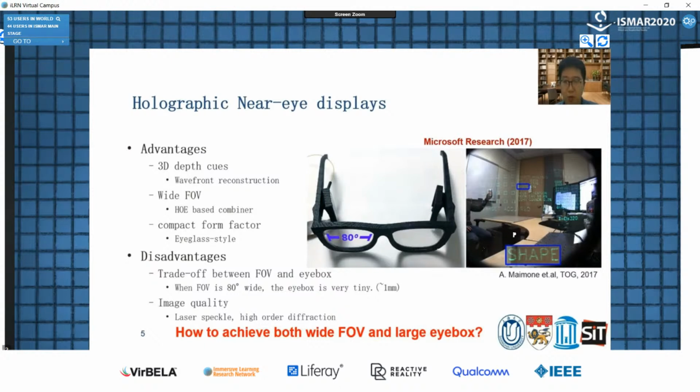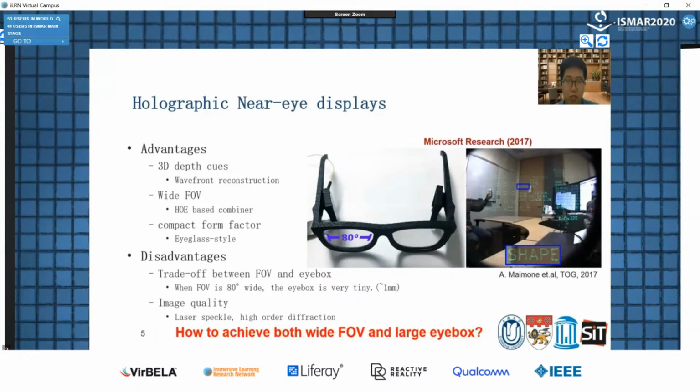There are various reported research works which try to integrate holography into near-eye displays. Most of the researchers are based on the on-axis design of the holographic display. It always has a bulky form factor due to the complicated optics. In 2017, researchers from Microsoft Research proposed a holographic near-eye display with an eyeglasses-like form factor and achieved an FOV of 80 degrees in horizontal.